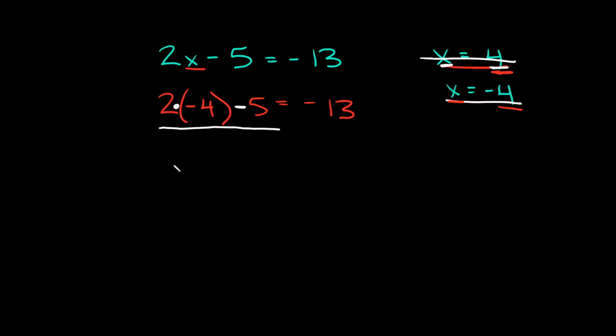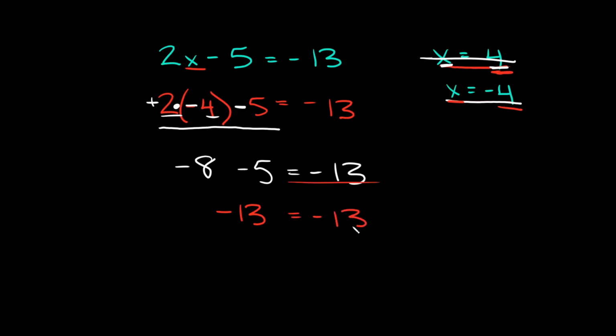So what is 2 times negative 4? Well, 2 times 4 is 8, and then a positive number times a negative number is a negative number. So this multiplication reduces down to just negative 8. Then let's bring down the rest of our equation. So again, this minus 5 is equal to negative 13. Now let's simplify this a little more. What's negative 8 minus 5? That would be negative 13. So now let's bring down the rest of this equation, is equal to negative 13. Now all we're left with is negative 13 is equal to negative 13.